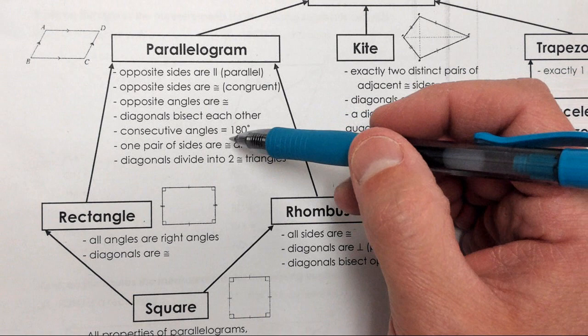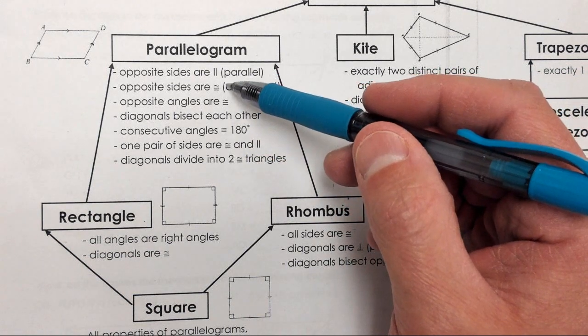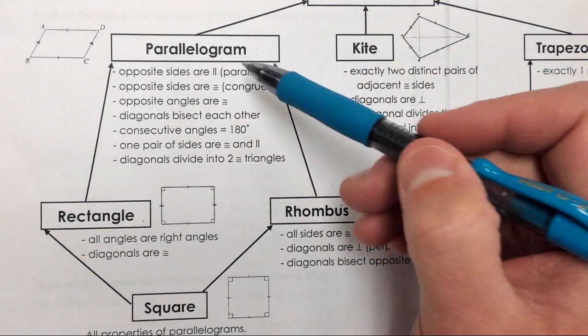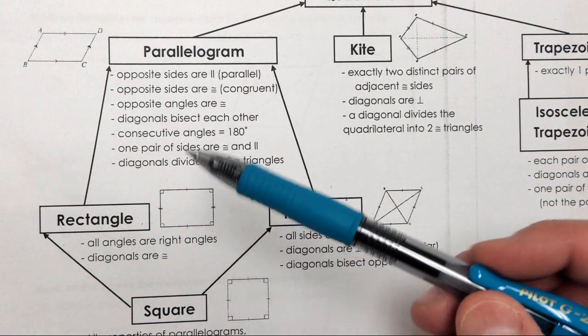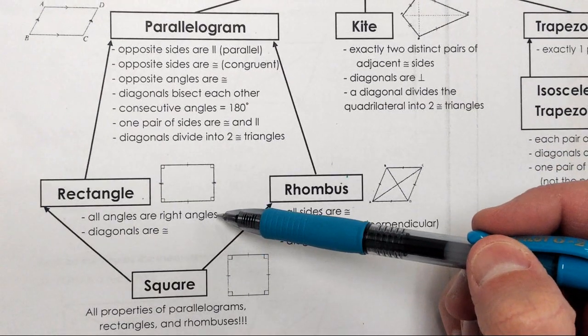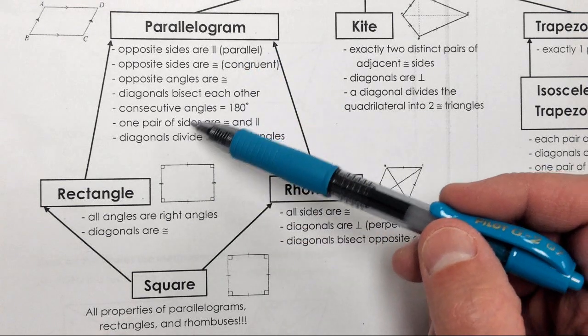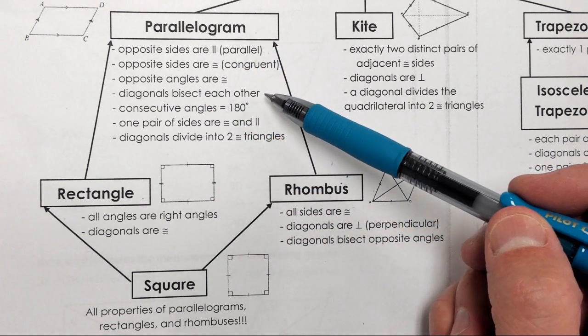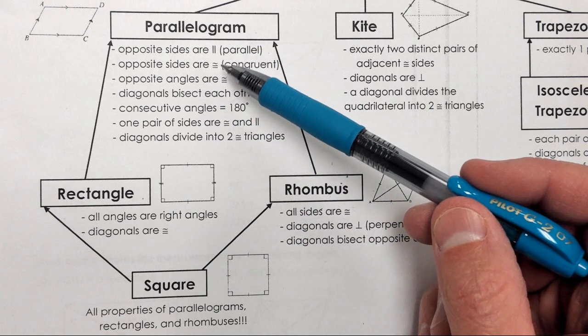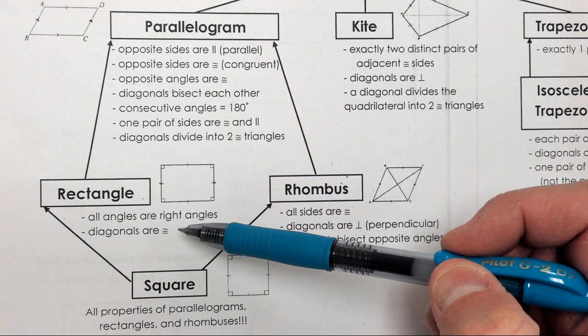And there's another set of segments here. It says opposite sides are parallel, opposite sides are congruent. So that's important. And then if we look at rectangles, it says all angles are right angles. We're not looking at angles. And it says diagonals are congruent. So if we look here, the main thing we need to look at is diagonals bisect each other, opposite sides are congruent, and also diagonals are congruent.